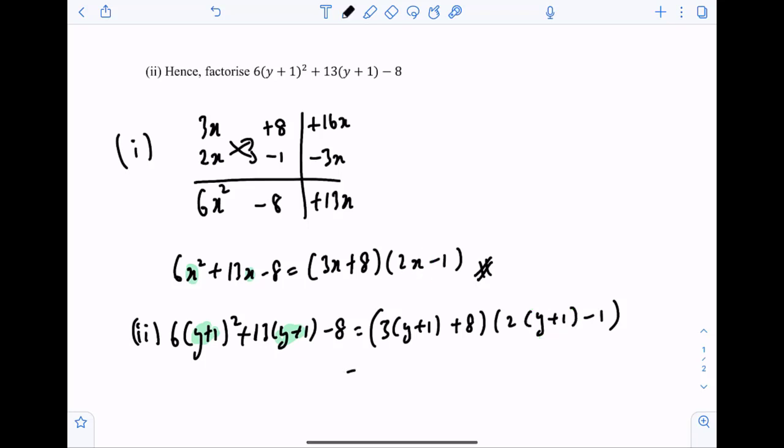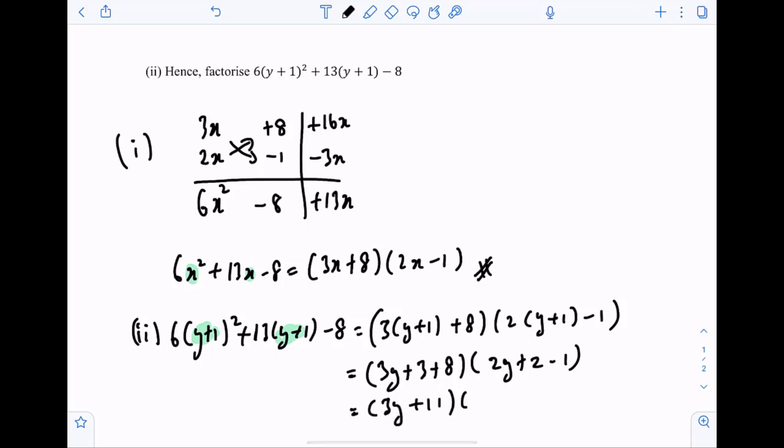Alright, so for the final answer, you just need to simplify a little bit more. So 3y plus 3 plus 8, 2y plus 2 minus 1. So this will become (3y plus 11)(2y plus 1), which is our final answer for part 2.